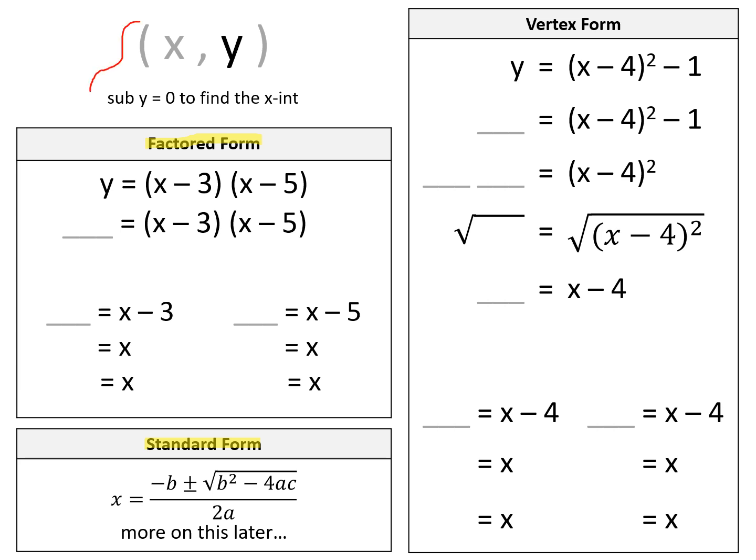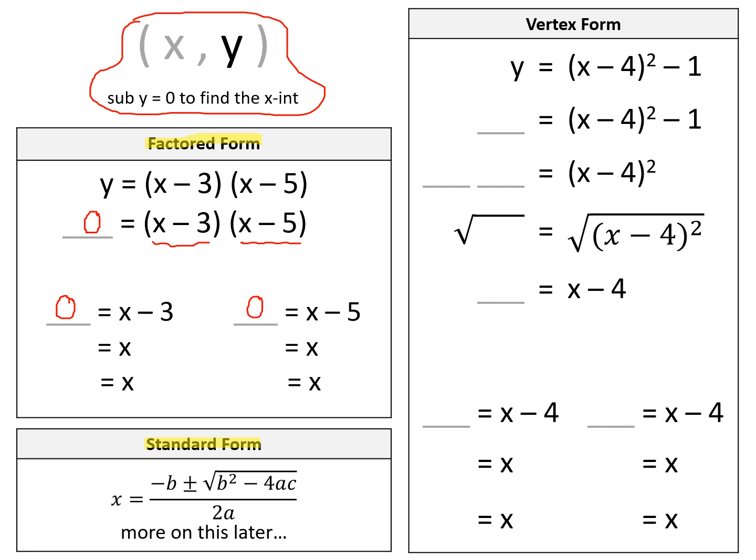You want to substitute y as 0 and solve for x. And that is because every x-intercept has its y-coordinate as 0. That means over here, we're going to substitute y as 0. This means that x minus 3 times x minus 5 is going to give us an answer of 0, which means either x minus 3 is equal to 0 or x minus 5 is equal to 0.